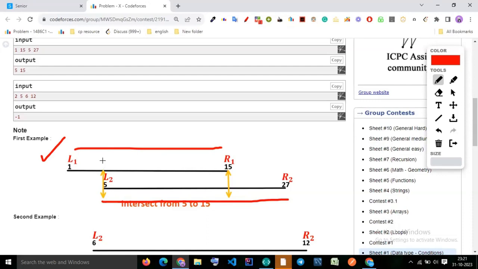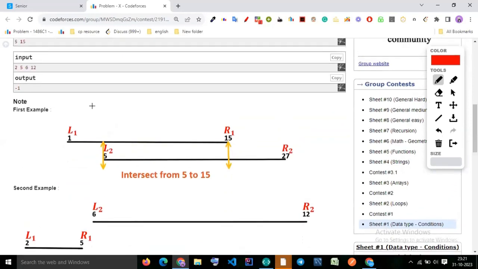What is the intersection point? 5 is common for both. L2, 15 is common, yes. 15 is common for both. So 5 and 15 are the intersection points, yes or not? Intersection means these boundaries are mutual to both intervals, present in both boundaries. These 5 and 15 are present in both boundaries. So these are the intersection points. Now you understood the question.